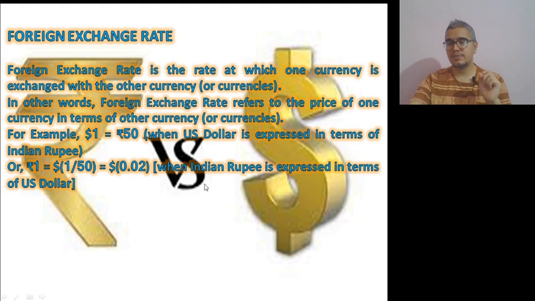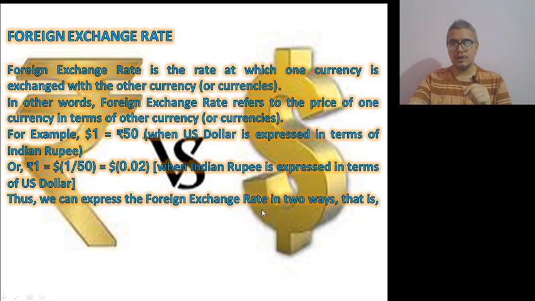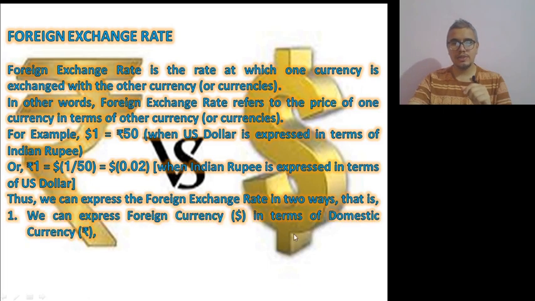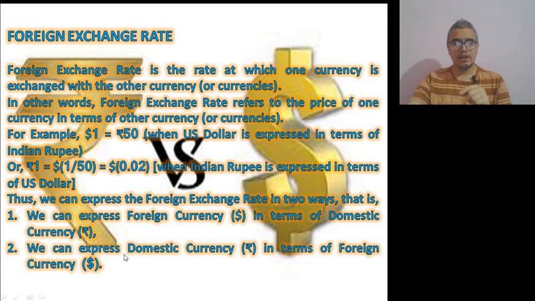Okay, so when we are expressing Indian rupee in terms of US dollar, there are two ways of expressing the foreign exchange rate. One way is to express the foreign currency in terms of domestic currency. Another way is to express domestic currency, that is rupee, in terms of US dollar. So from here we can draw a conclusion that we can express foreign exchange rate in two ways. One is by expressing the foreign currency in terms of domestic currency, that is US dollar in terms of rupee, that is the first case. And on the other hand, we can also express domestic currency in terms of foreign currency, which we have done here in second example. Okay, hope you have understood this.